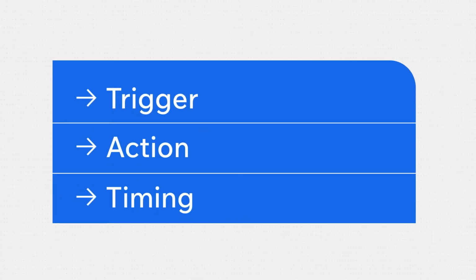Now, when creating an automation, there are 3 main parts: the trigger, the action, and the timing. The trigger is what a user does on your site that sets everything in motion, like clicking subscribe. The action is the thing that happens once the trigger is activated, like sending an email. And the timing is how often or when you want this action to occur. So naturally, let's start with the trigger.